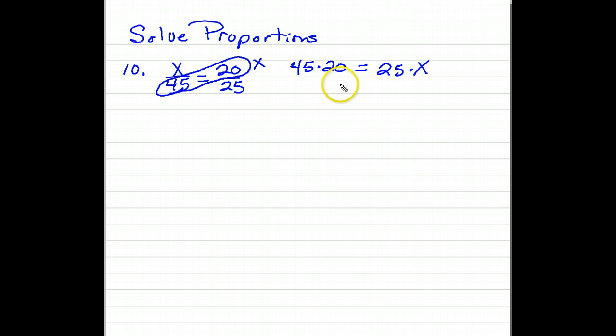45 times 20 is 900. Okay, so you want to know 25 times what number will give you 900. So if you divide by 25, you'll find out what number. 25 times what is 900. So you could do that division.